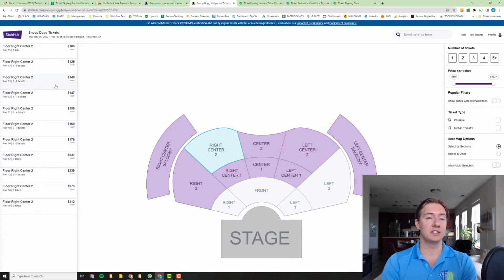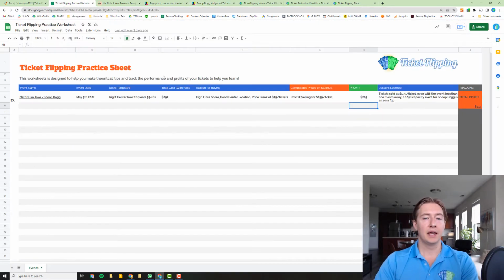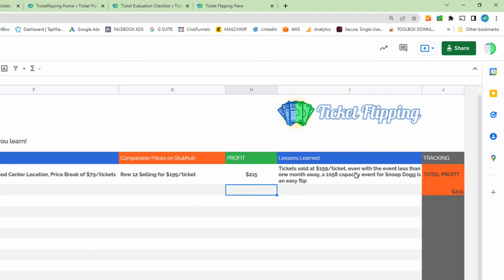And these are very comparable. They're comp tickets, a term we use in the ticketing industry, meaning comparable tickets. You can use that to better understand your pricing and how other brokers think these seats will sell. This gives you a good idea of how much money you could potentially make. In this example, these tickets are selling at $199 per ticket.